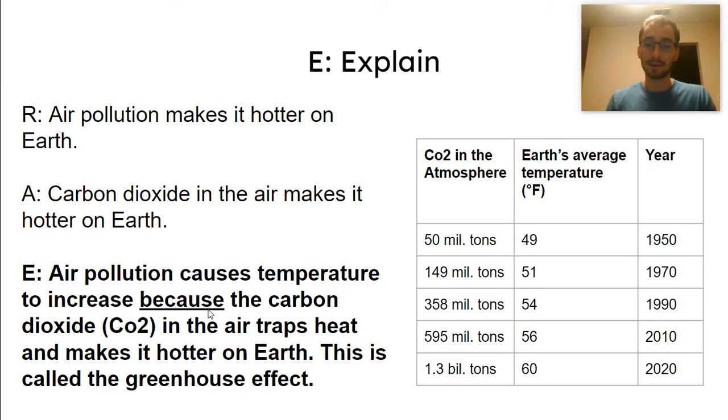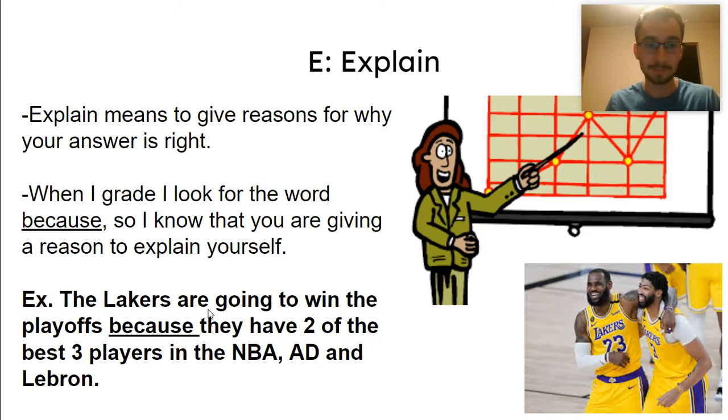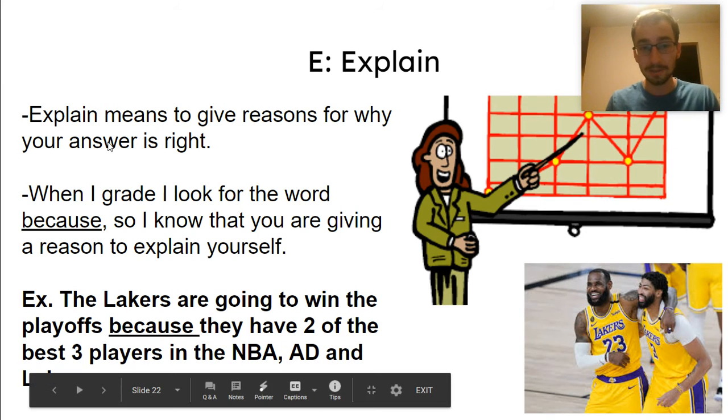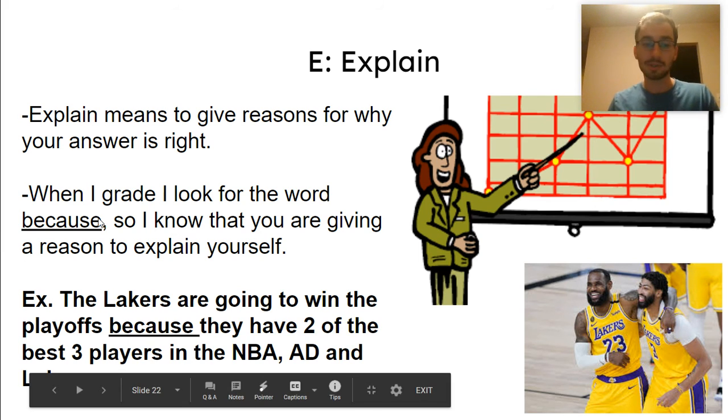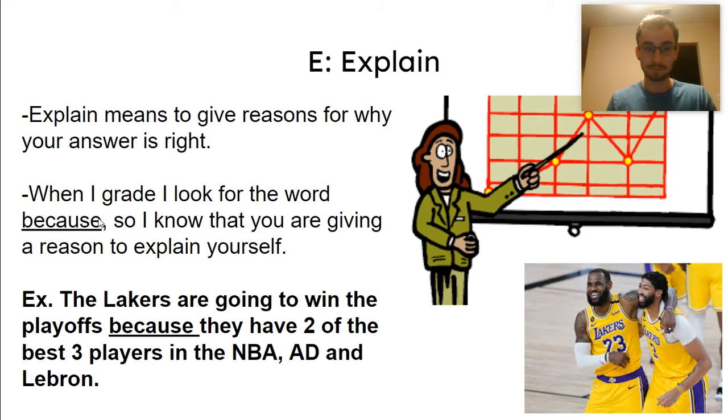Explaining is the hardest part, so I'm going to give a little bit more examples. When you explain, it means to give reasons for why your answer is right. When I grade, I look for the word because, so I know that you're giving a reason to explain yourself. For example, if someone asked me, who do you think is going to win the playoffs this year? I would say the Lakers are going to win the playoffs. That would be my answer. And then my reason would be because they have two of the best three players in the NBA, Anthony Davis and LeBron James. That's an example of an explanation.